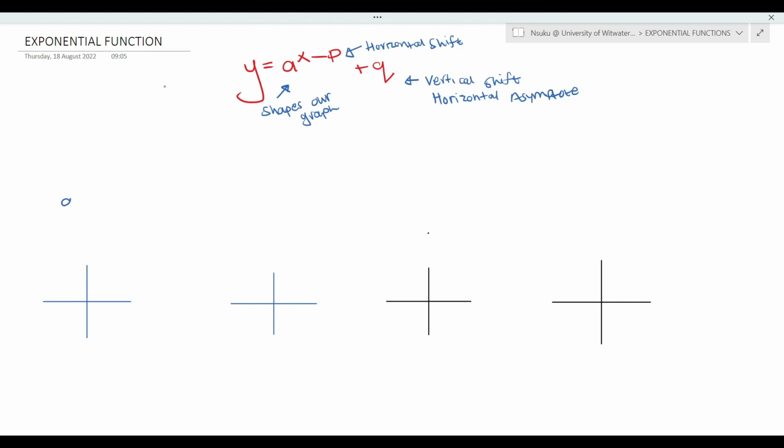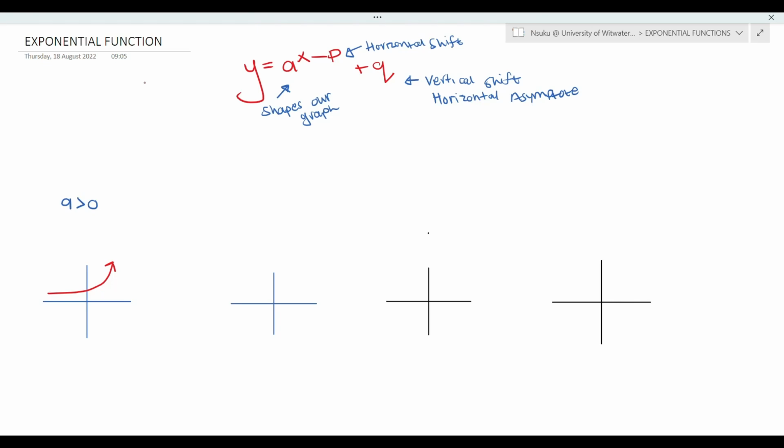So if a is greater than 0, or rather, a is greater than 1, let's put it like that, our graph will look something like this. Let me just use a different color. It will look something like this. So it will be an increasing graph. For each value of x that we add, our y value will also increase, right?